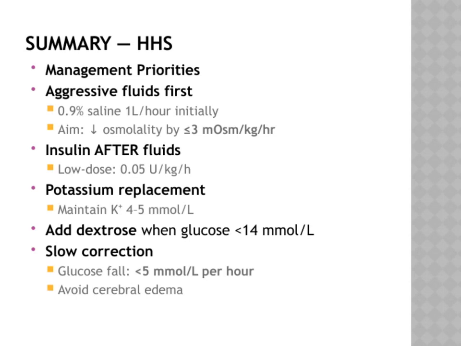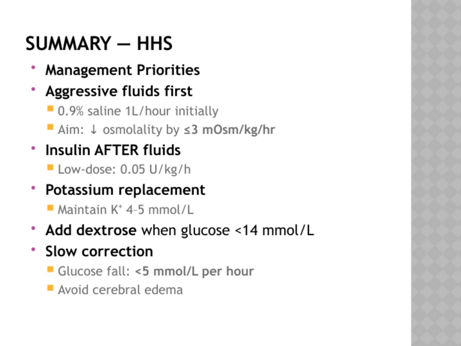Let's go over the management priorities for treating HHS. First, we focus on aggressive fluid resuscitation, starting with 0.9% saline at about 1 liter per hour initially. The main goal here is to carefully lower the osmolality, aiming for a decrease of no more than 3 mosm per kilogram per hour. This helps prevent rapid shifts that could cause cerebral edema. Once we've begun fluid replacement and initial stabilization, we consider insulin therapy. Importantly, insulin should always be administered after fluids are in place to avoid rapid shifts in serum osmolality. We typically start with a low-dose infusion, around 0.05 units per kilogram per hour.